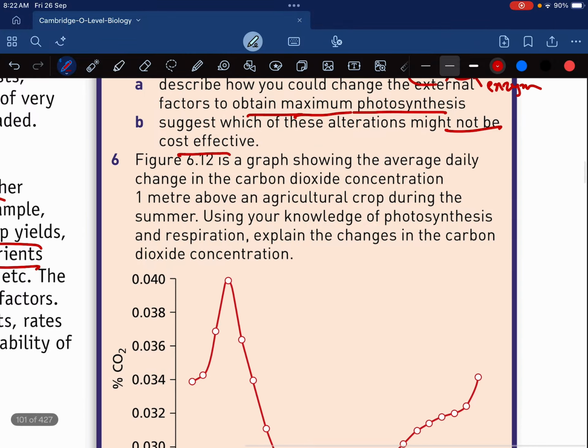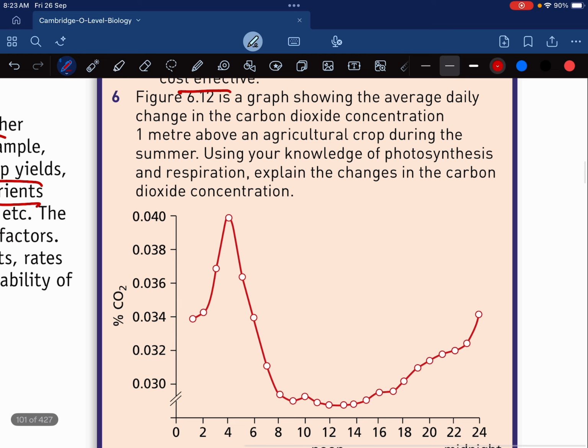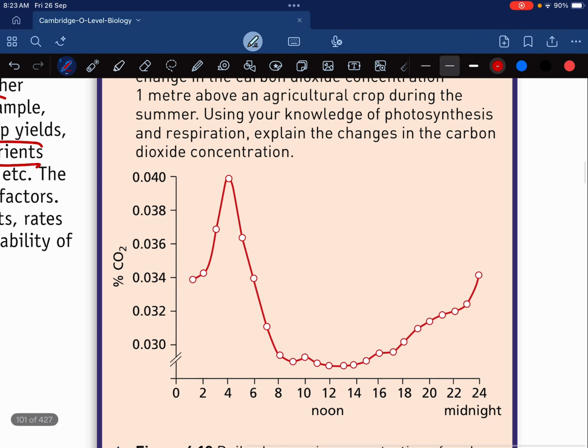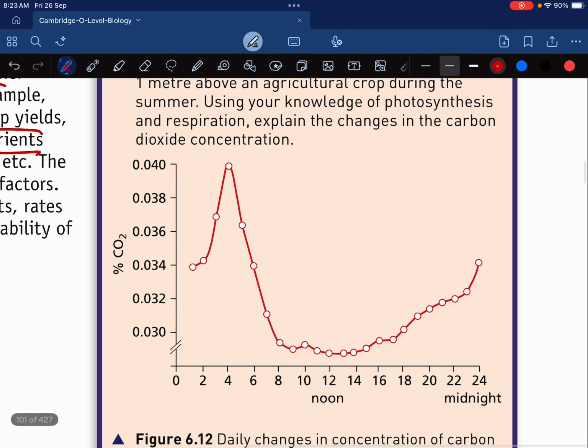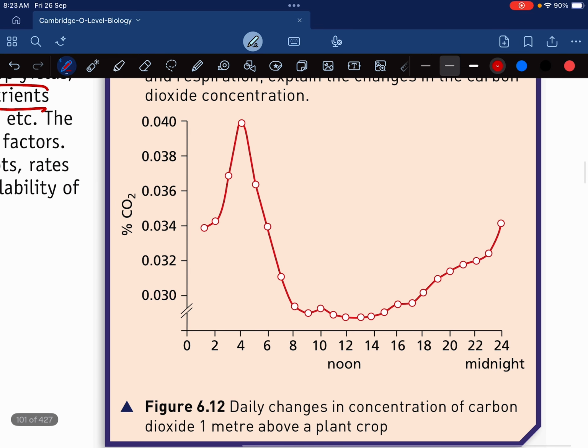Question number 6. Figure 6.12 is a graph showing the average daily change in the carbon dioxide concentration 1 meter above an agricultural crop during the summer. Okay, using your knowledge of photosynthesis and respiration, explain the changes in carbon dioxide concentration. तो उन्होंने यहाँ carbon dioxide, अच्छा तो okay, this is good for your critical thinking. यहाँ इन्होंने time दिया हुआ है, ठीक है?